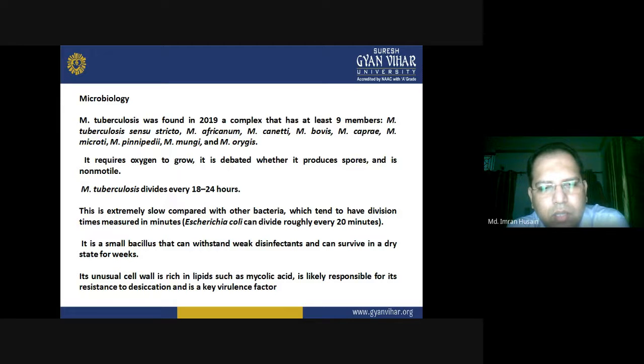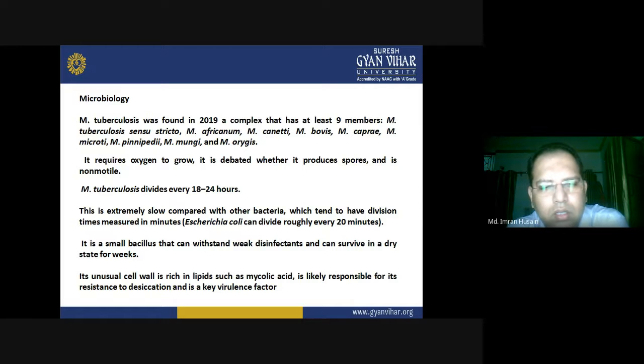It is a bacillus that can withstand weak disinfectants and can survive in a dry state for weeks. So, due to its waxy coating, it has many advantages: it can withstand weak disinfectants and can readily survive in a dry state for several weeks.